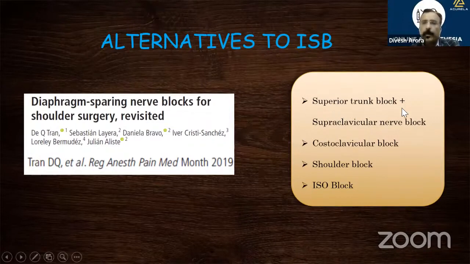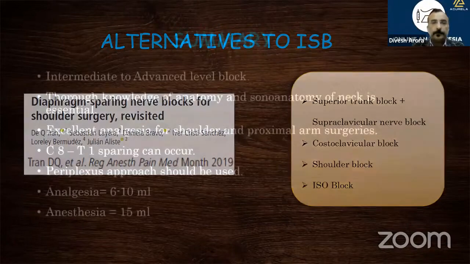One is a superior trunk block plus supraclavicular nerve block from the cervical plexus. Costoclavicular block has been reported to give 0% chances of phrenic nerve palsy. Shoulder block, which is a combination of axillary nerve block and the suprascapular nerve block, or the ISO block. ISO block stands for infraclavicular and subomohyoid approach to the suprascapular nerve. These are some of the alternatives which have been cited in the literature.